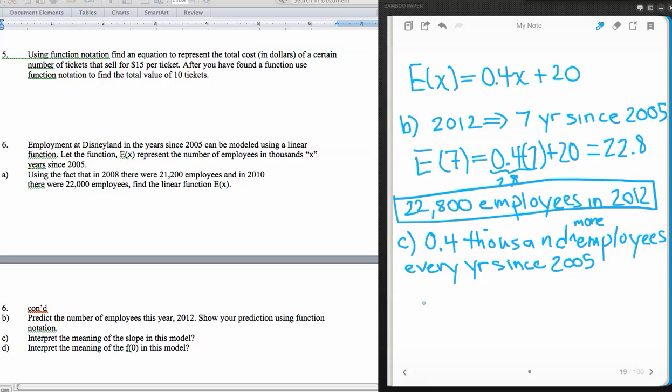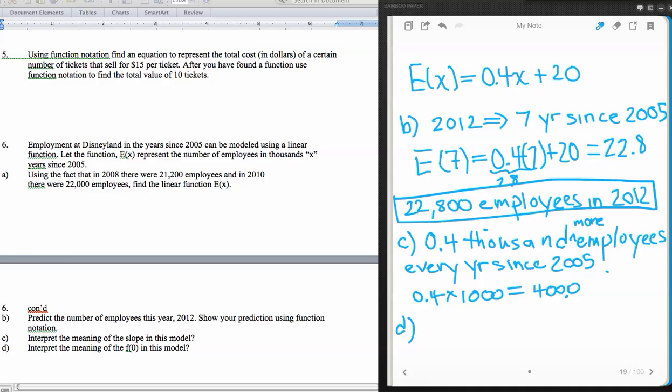And another way of course of putting this is 0.4 times 1,000. And so 0.4 times 1,000 gives us 400 employees. So another way we could say it is 400 more employees every year since 2005.